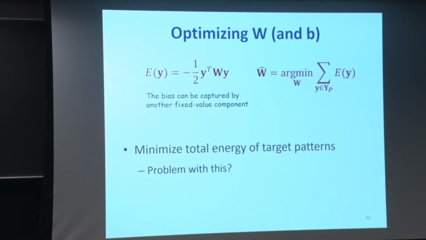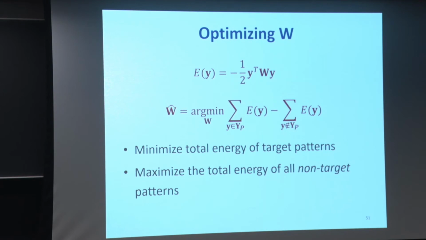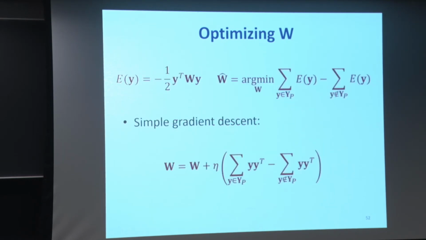We are not saying anything about the non-target patterns. So in the process of minimizing the energy of the target patterns, you could be minimizing the energy of the non-target patterns as well, right? So what you really want to do is to minimize the energy of the target patterns, but you want to maximize the energy of the non-target patterns, right? So basically, here is the actual objective we want. You find the W weights matrix such that the energy of the target patterns is minimized, and the energy of the non-target patterns is maximized. I can use simple gradient descent for this.